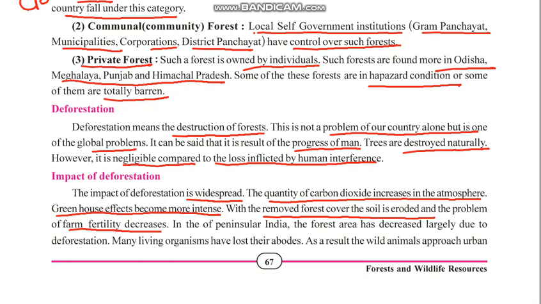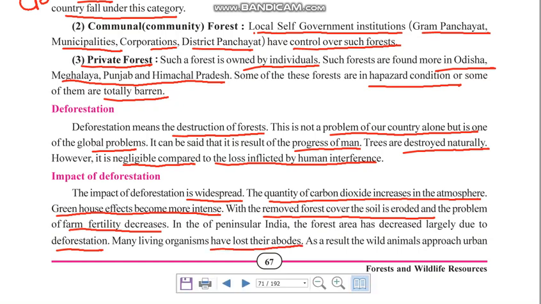In Peninsular India, the forest area has decreased largely due to deforestation. There were big forests in Peninsular India, but now the pockets have grown smaller. Why? Because due to deforestation, many living organisms have lost their abodes. Abodes means houses, living places. So they have lost their places to live.